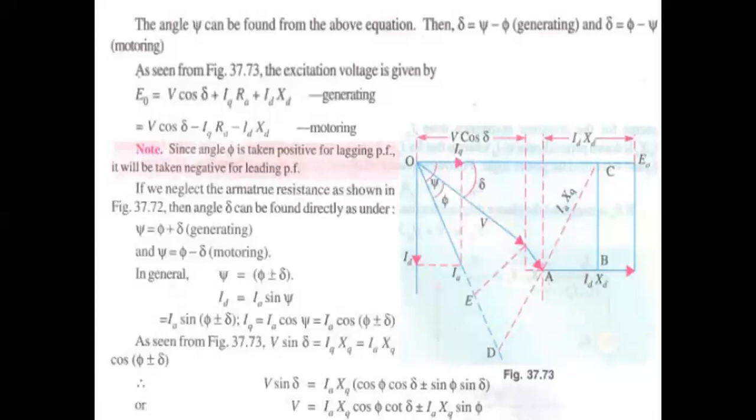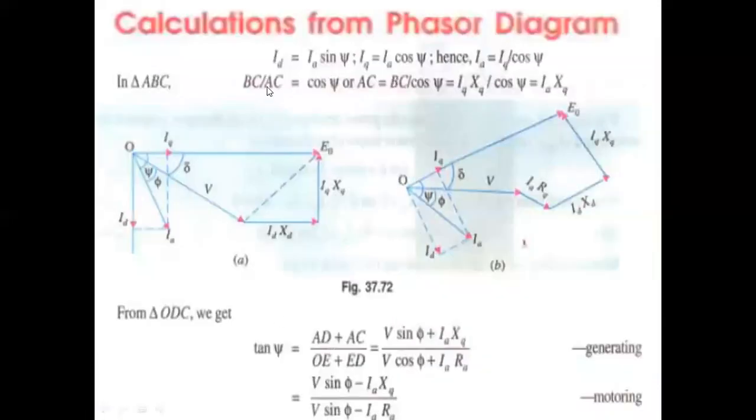And I can write that ID is equal to IA sin phi, and IQ is equal to IA cos phi. From here I can write ID is equal to IA sin phi and IQ is equal to IA cos phi. So I can write IA is equal to IQ by cos phi.